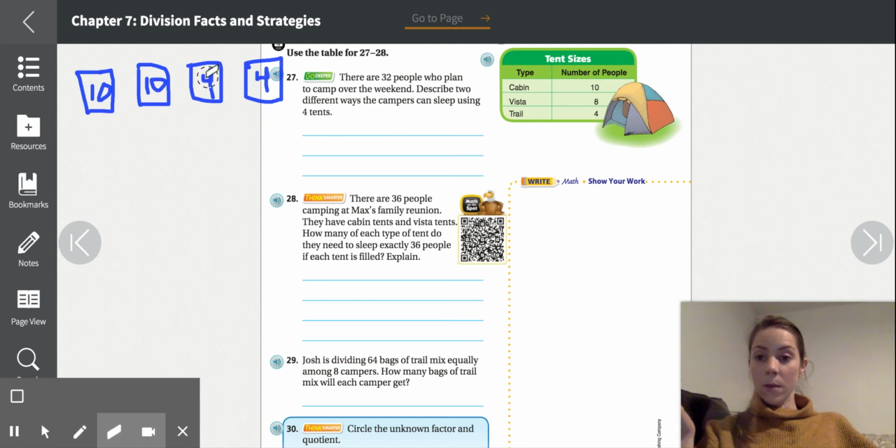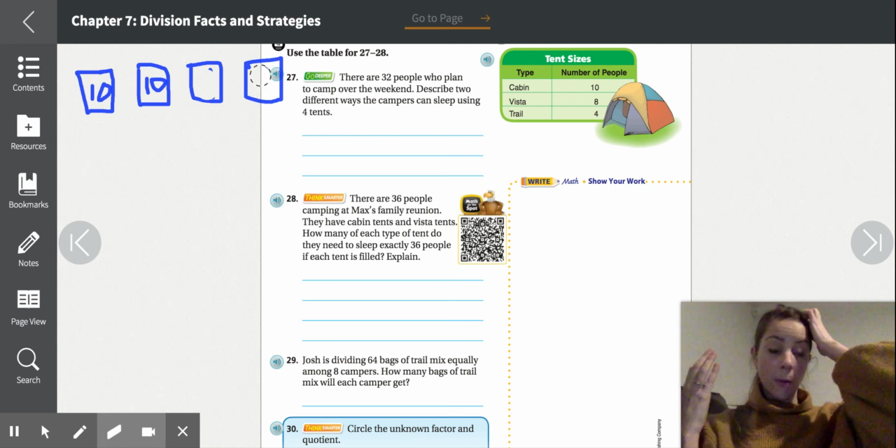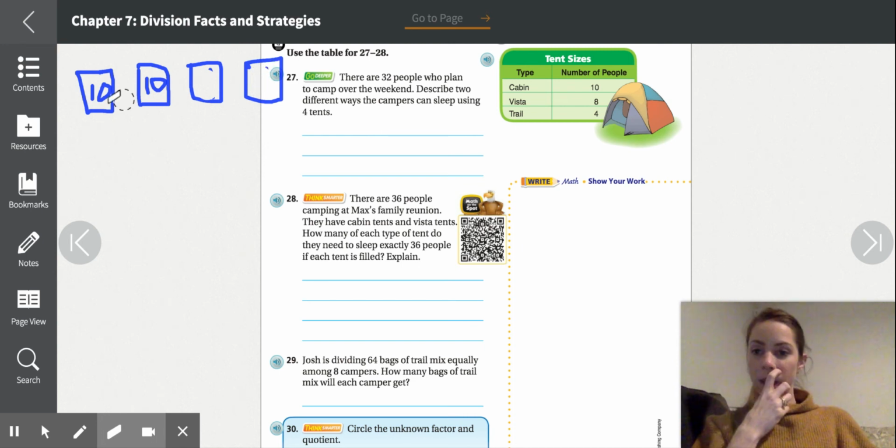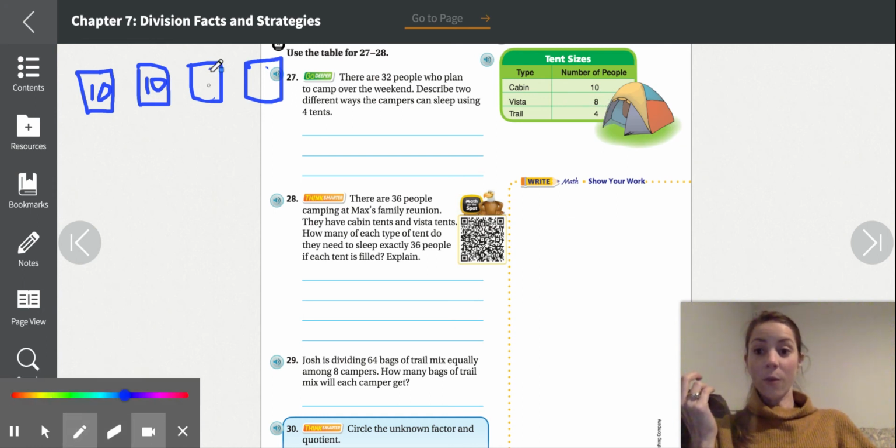So maybe I'll get rid of these 2 trails. Let's see what I have so far and see if I can use my reasoning to figure out how much is left that I need to go. So if I had 10 and 10, that's 20 so far. How much more do I need to get to 32? Well, 32 take away 20 is 12. So I have 12 left, but that 12 has to be shared with 2 different tents. So what 2 numbers could I use here that would equal 12? An 8 and a 4.